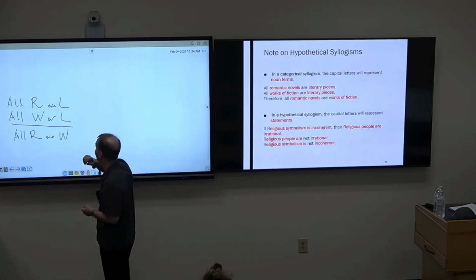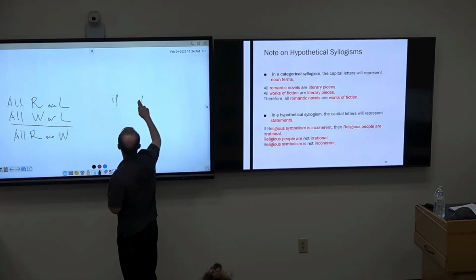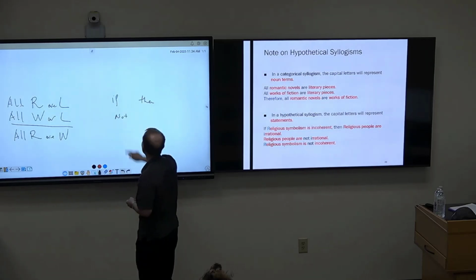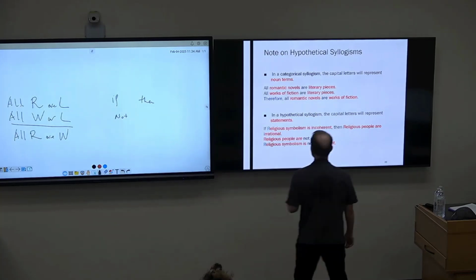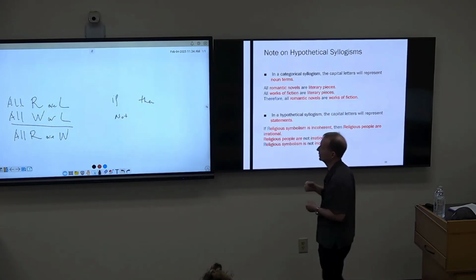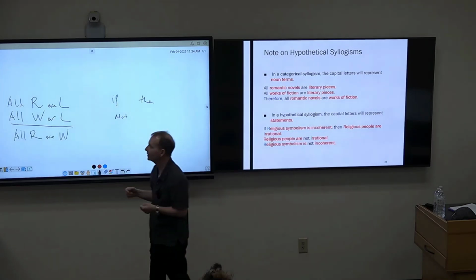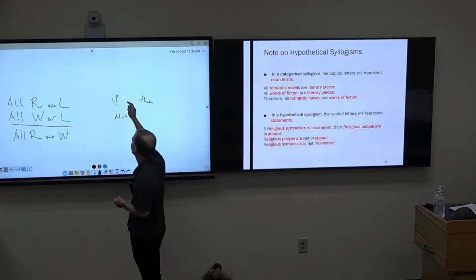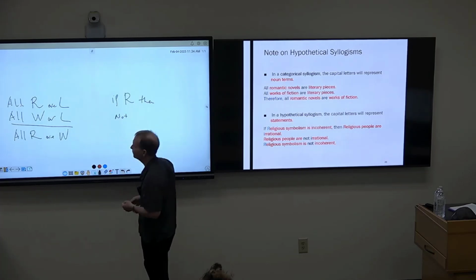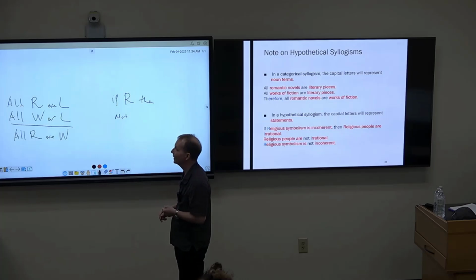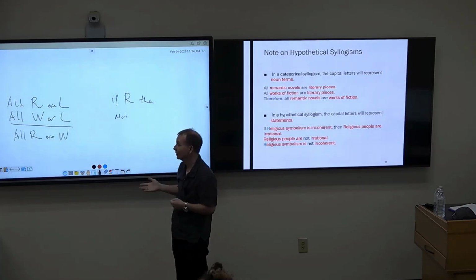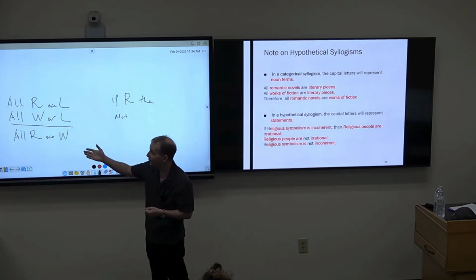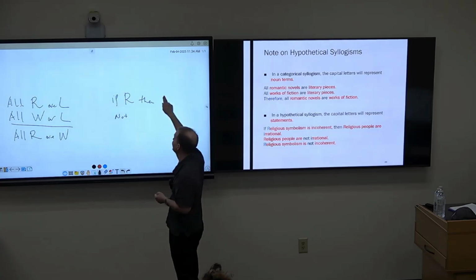With hypothetical, we have if, we have then, and we have not. But let's see how we can extract the form. So it says, if religious symbolism is incoherent. Religious symbolism is incoherent is a statement, and we can replace it with just one letter. Let's do R. Then religious people are irrational. Well, we have a problem. Certainly R as well, but it's a different statement. So we can just use I for irrational. Right? Doesn't matter which.